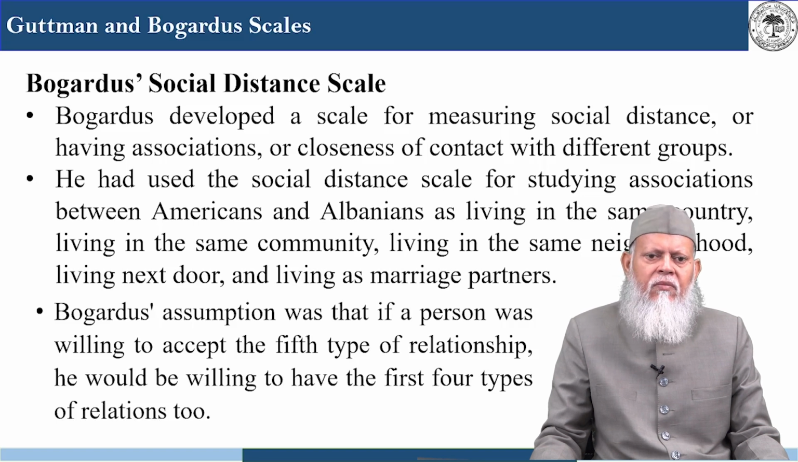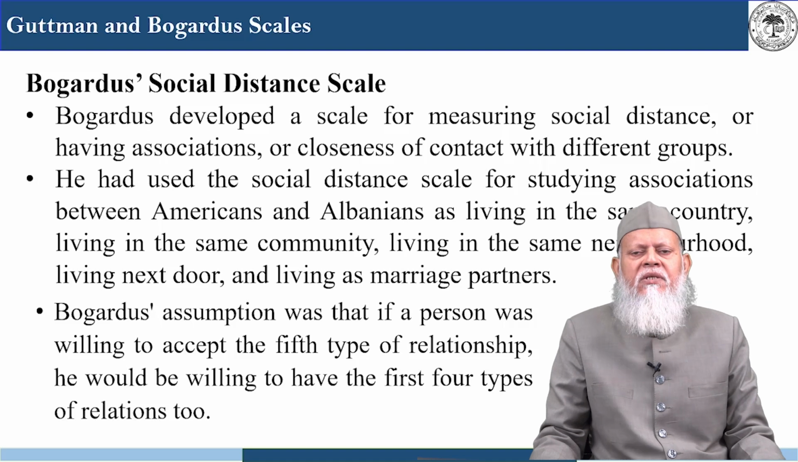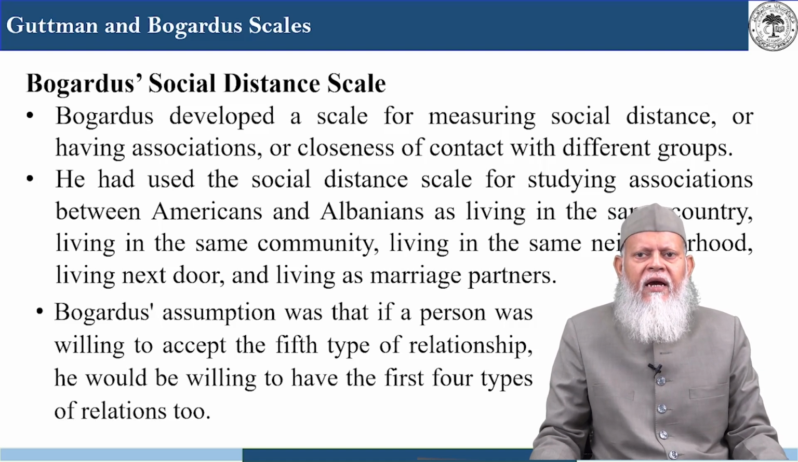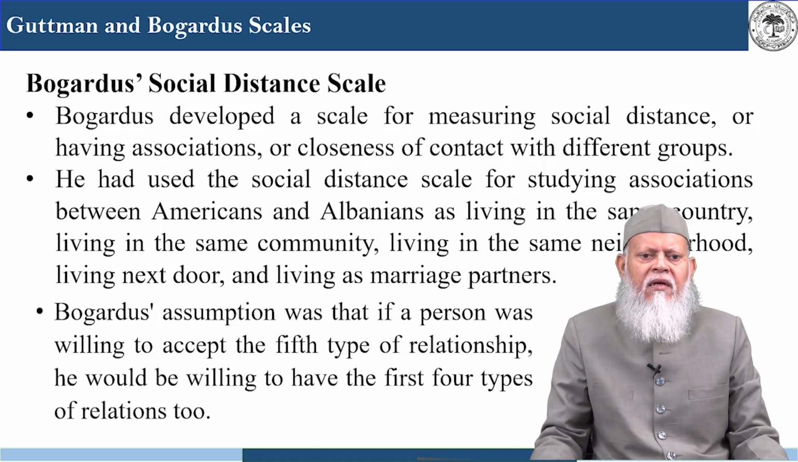But this Bogardus social distance scale is a very eminent, very popular and very useful scale to measure the social distance or association or closeness of contact with different groups. So, that way we have covered both the Guttman scale and the Bogardus scale.